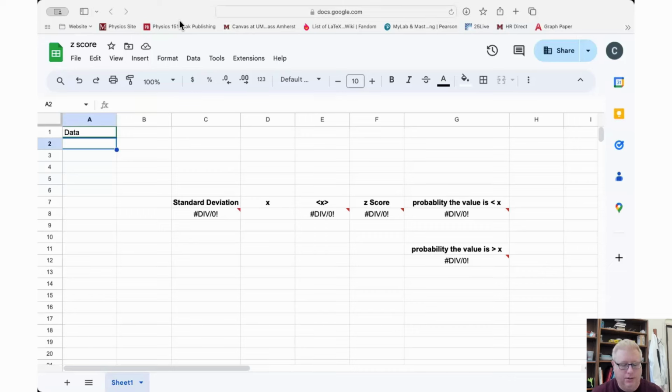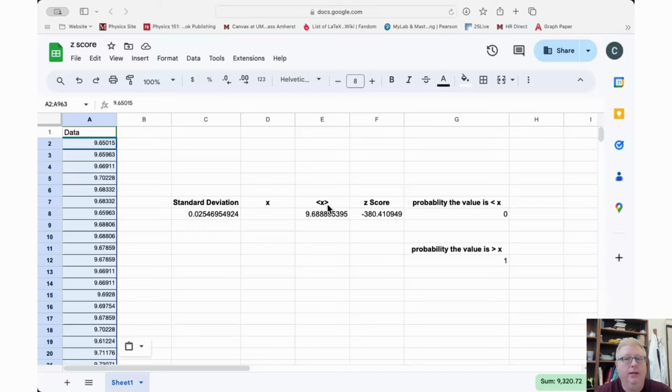Under column E, we have this X in brackets. That's one way of writing the average of something. So this spreadsheet calculated the average for me, about 9.68. And in column C, it also calculated the standard deviation.